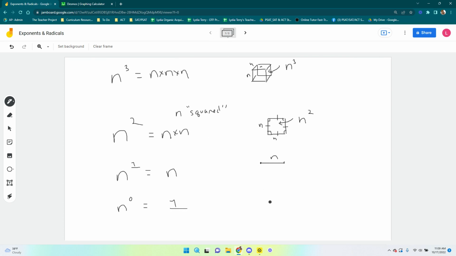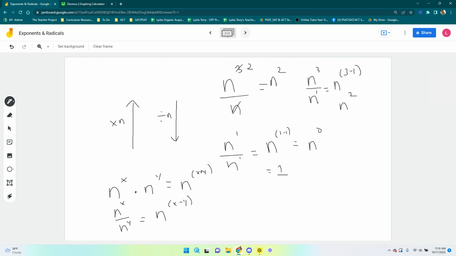Let's think about this geometrically as well. What is 1 represented geometrically? Well, it's a point, right? What about n to the negative 1 power? Well, let's think about it. N to the 0 is 1, so n to the negative 1 is n to the 0 minus 1. N to the 0 is 1, divided by n, so this is just going to be 1 over n. This is the reciprocal.